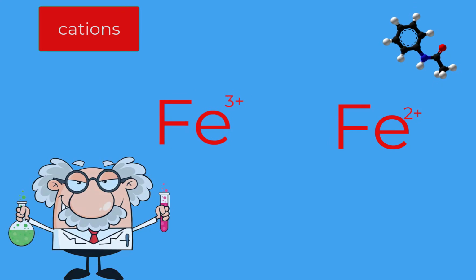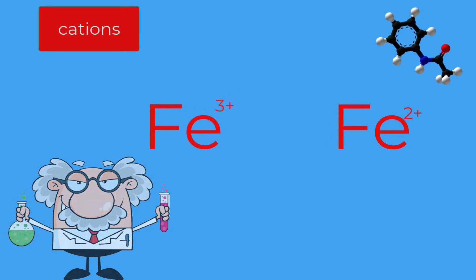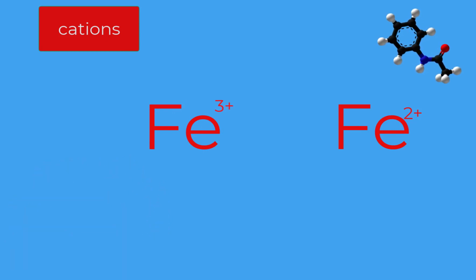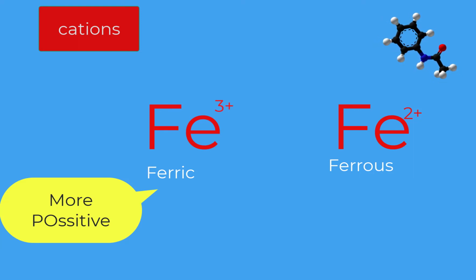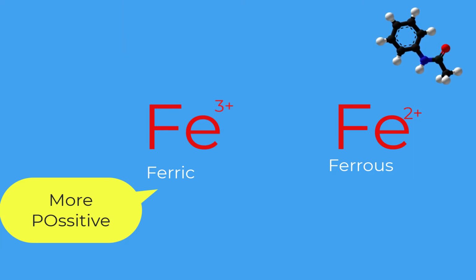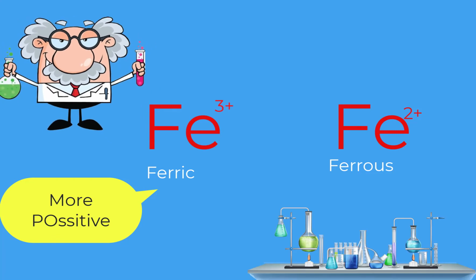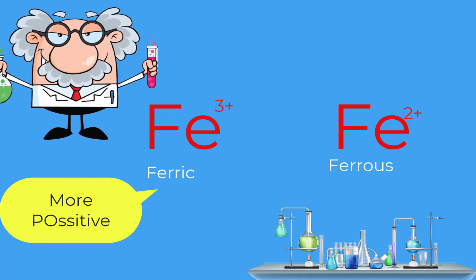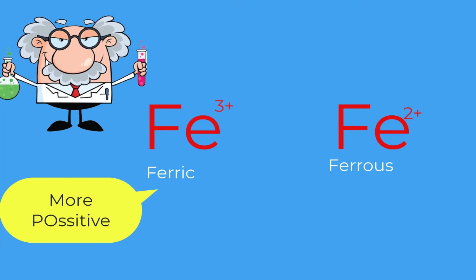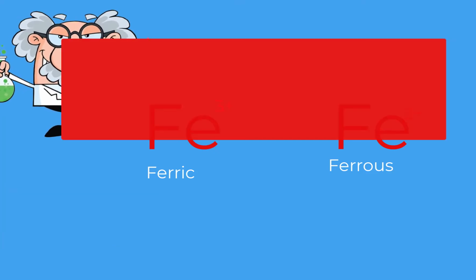An older nomenclature system that is still in limited use assigns the ending "-ous" to the cation with the fewer positive charges and the ending "-ic" to the cation with more positive charges. For example, Fe2+ and Fe3+. Because Fe2+ has the fewer positive charges, it is named ferrous ion, while Fe3+, because it has the bigger charge, is named ferric ion.